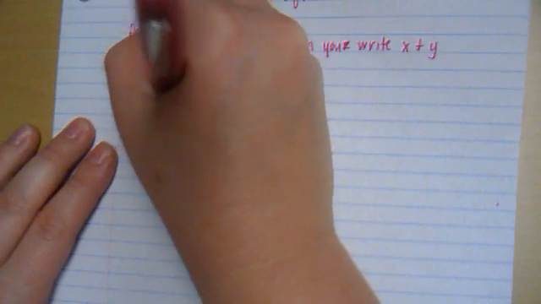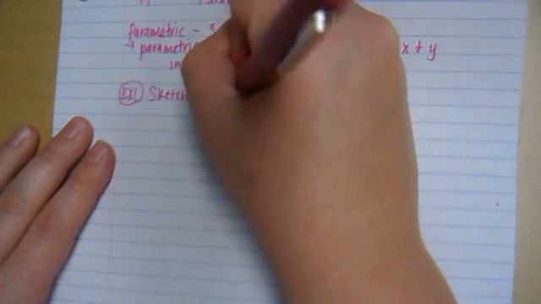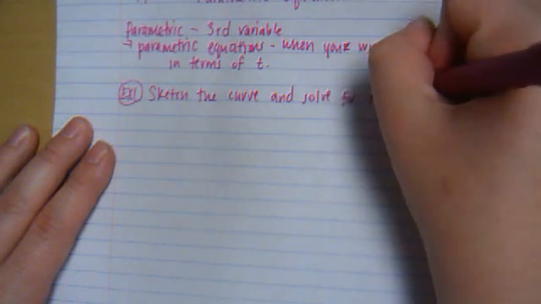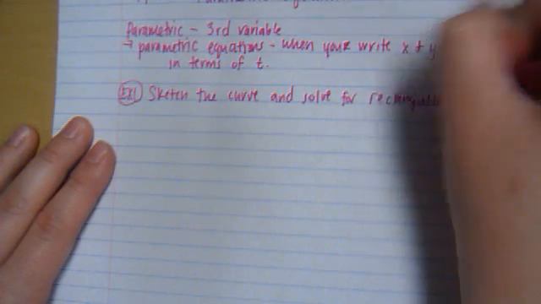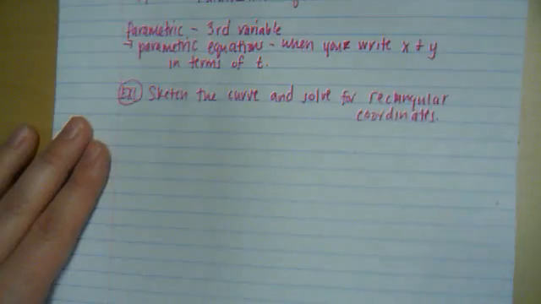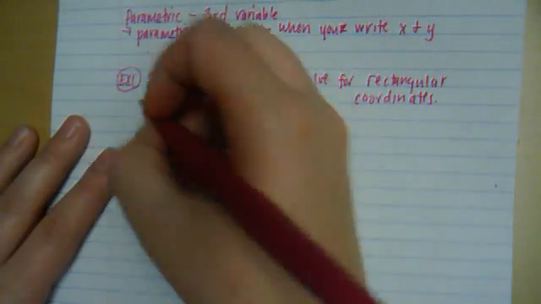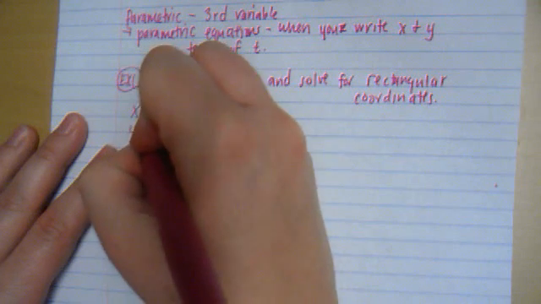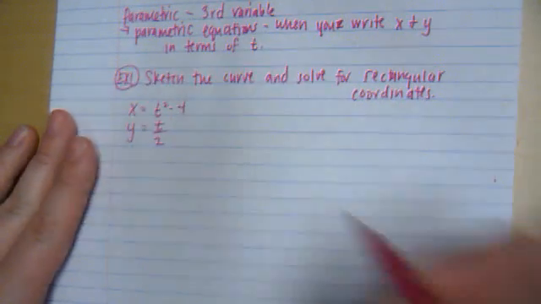So let's look at an example. I want to sketch the curve and solve for rectangular coordinates. Okay, rectangular coordinates would be my x and y that I would use to graph like normal. So my equations are x equals t squared minus 4 and y equals t divided by 2.